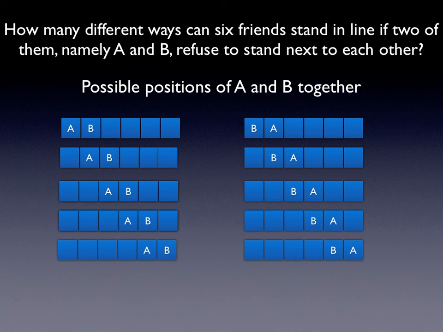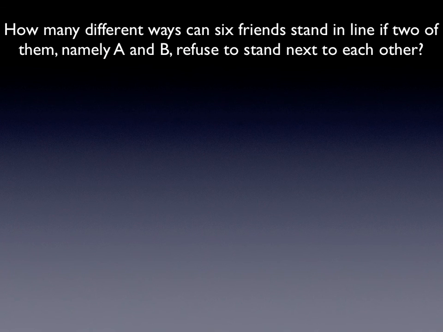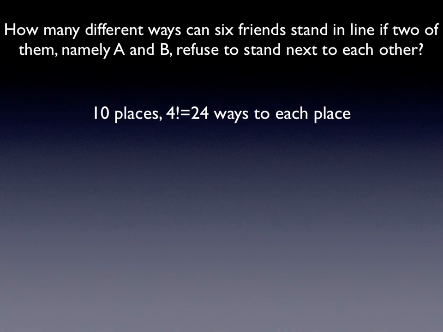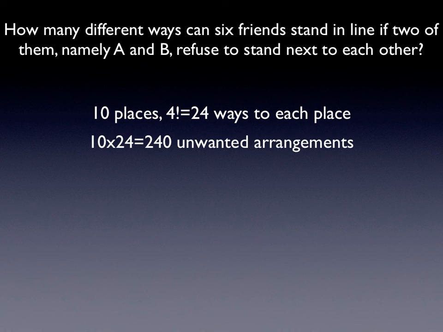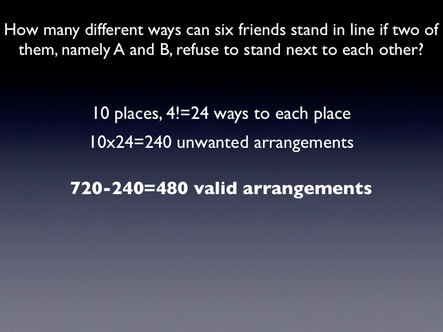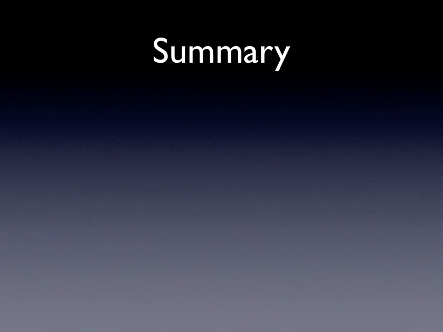These are all the possible positions, as you can see. In each of these cases, we still have to arrange the other 4 in any order. There are 4 factorial ways to arrange the other 4, so that's 24. Since there's 10 separate cases, there's 240 unwanted arrangements, which is 10 times 24. Hence, there are 720 minus 240 equals 480 valid arrangements.